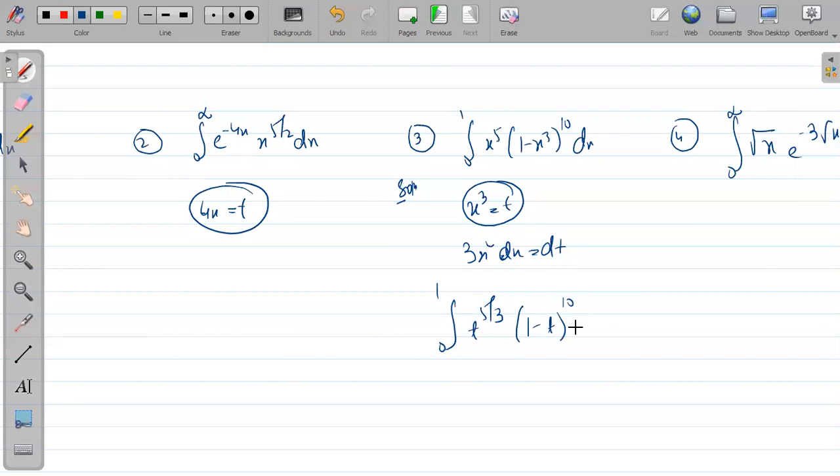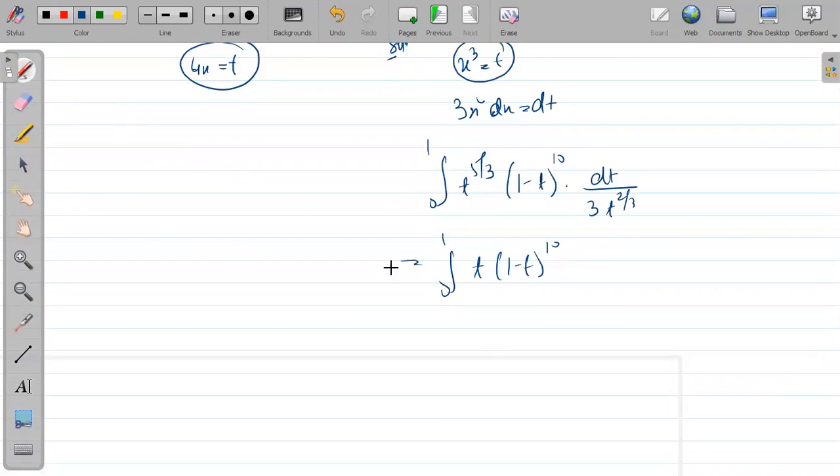Okay. 3x squared, 3 by x squared, so it is dt by 3. And x squared is what? 2 by 3 only. So for 0 to 1, t, I am getting 1 by 3, 1 minus t.